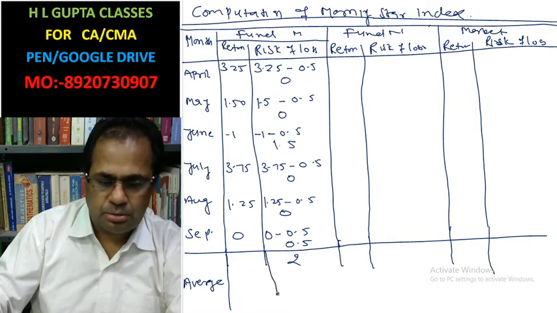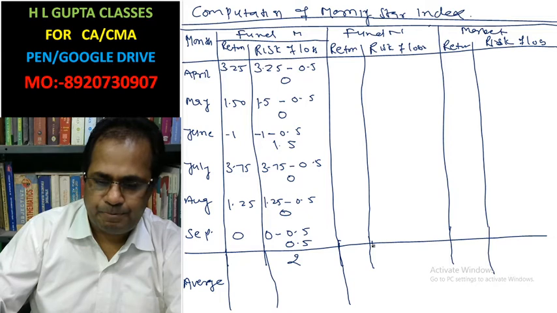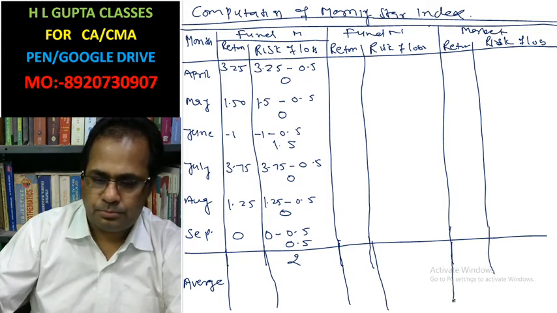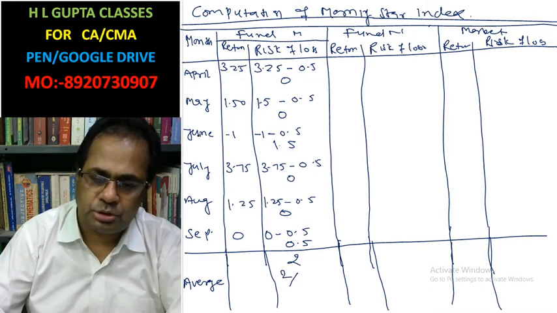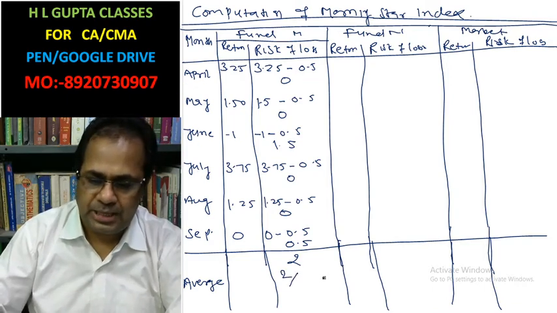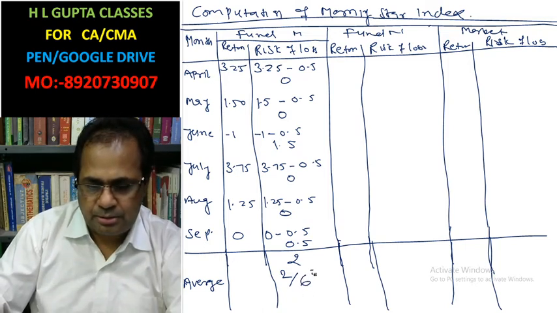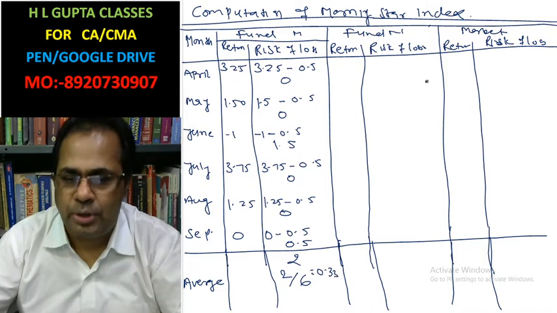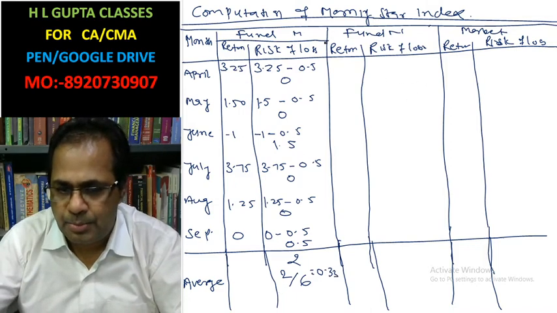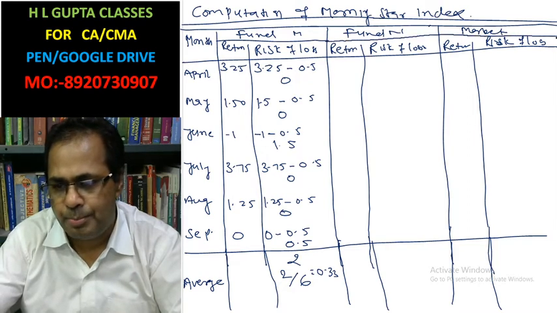Average, in this case, average, that is 2. The month, how many months? 1, 2, 3, 4, 5, 6 months. That is divided by 6. This is 0.33. Similarly, we can calculate the average risk of loss for N and average risk of loss for market.